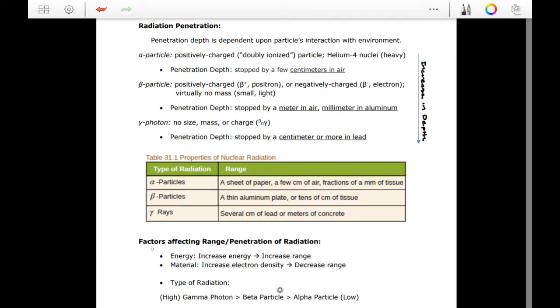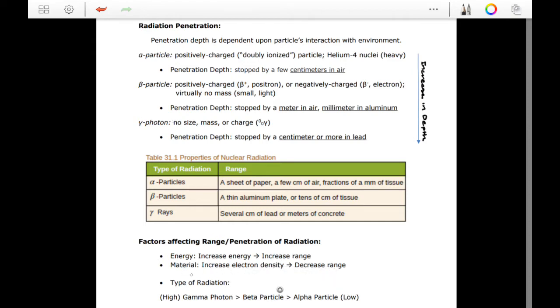We're going to cover briefly the factors affecting the range and penetration of radiation. First, we already said that the penetration depth is dependent upon a particle's interaction with the environment. But additionally, the larger the energy the particle has, the increased range or depth this particle will be able to travel. This is evidenced by the fact that gamma rays actually have the largest energy on the electromagnetic radiation spectrum. As a result, a gamma photon will have the ability to travel the furthest.